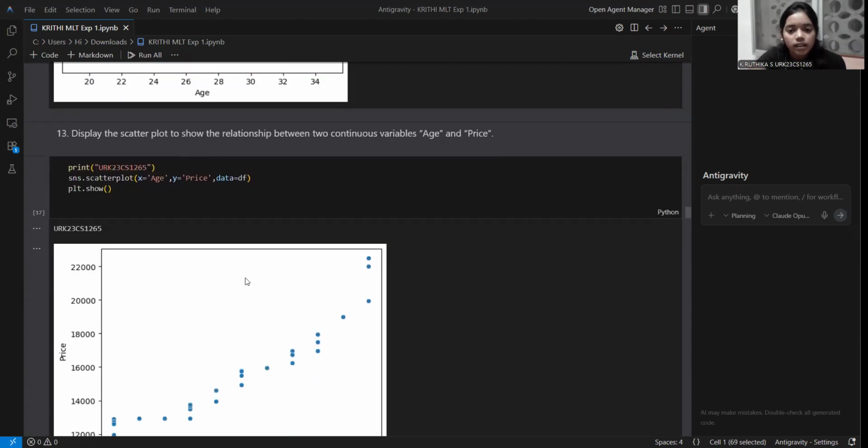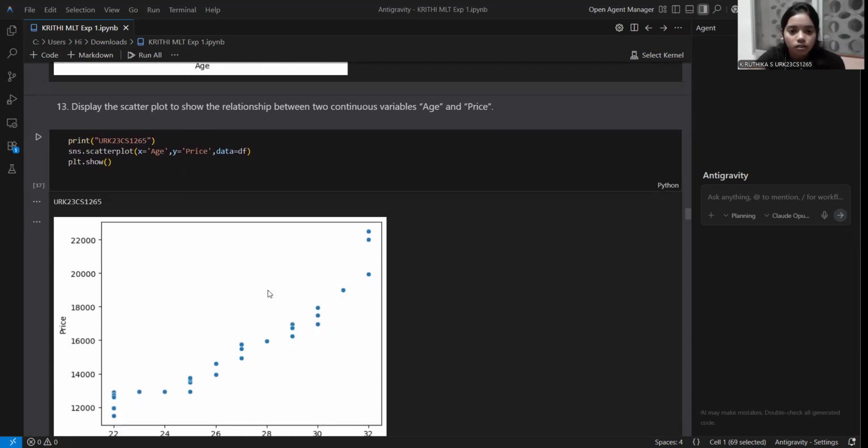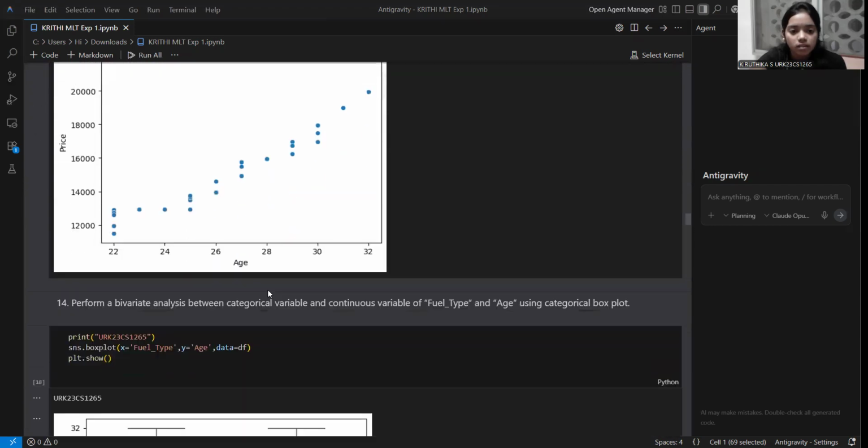And the 13th one is relationship between age and price. A scatter plot is used. This helps analyze whether price increases or decreases with age. Generally, older cars tend to have lower prices.